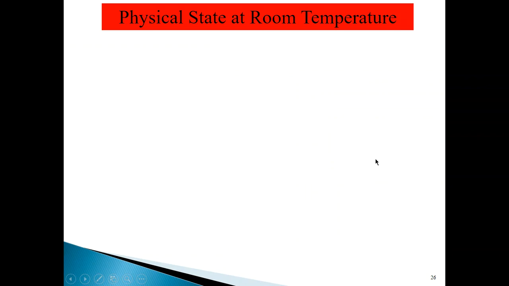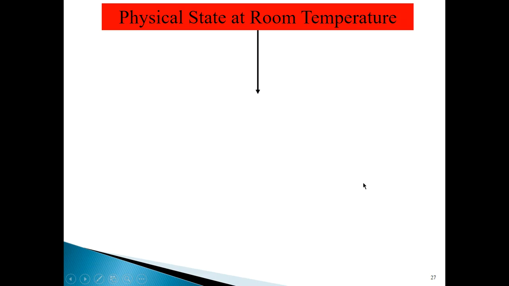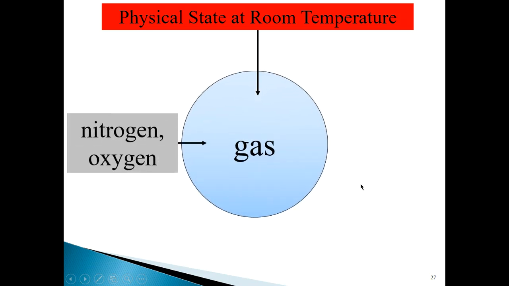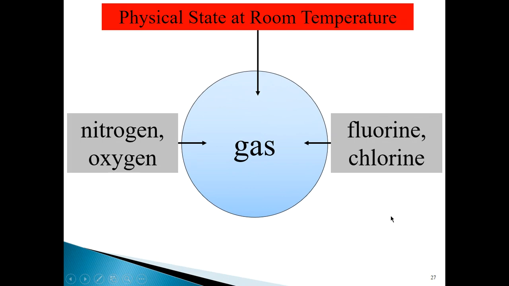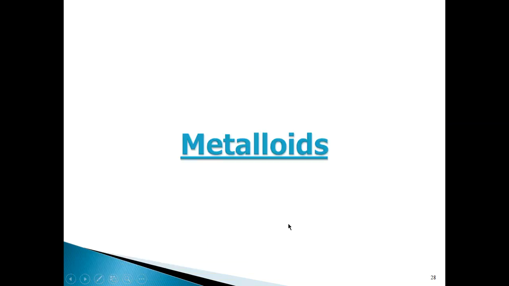Now there's only one nonmetal which exists in liquid state under normal room temperature conditions, and that is bromine. And pretty much all other nonmetals exist as gases, such as nitrogen and oxygen, fluorine, chlorine, and the elements of group 8: helium, neon, argon, krypton, xenon, and radon. All right? So that's the second category of elements.